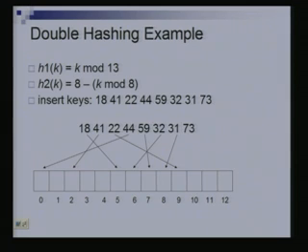73 mod 13 is 8, so it will try to go to 8, that is occupied. So we compute H2 of 73. 73 mod 8 is 1, so H2 of 73 is 7, so we will go to 8 plus 7, 15. 15 is 2 mod 13, so we go to location 2, that is occupied. So 2 plus 7, 9. That's also occupied. 9 plus 7, 16. 16 mod 13 is 3. So it goes to this location which is unoccupied. So it ends up here. So this is how the elements would be distributed in the table. Is this clear to everyone?